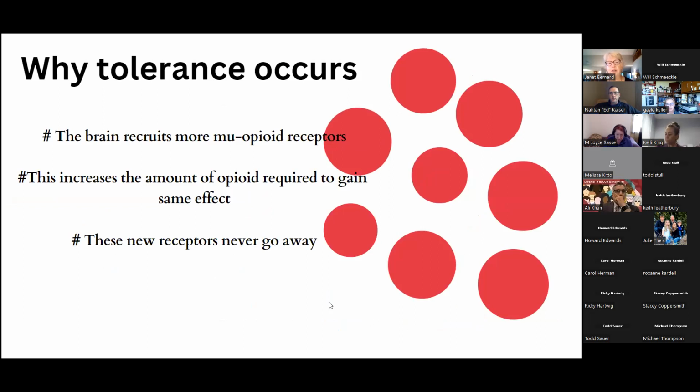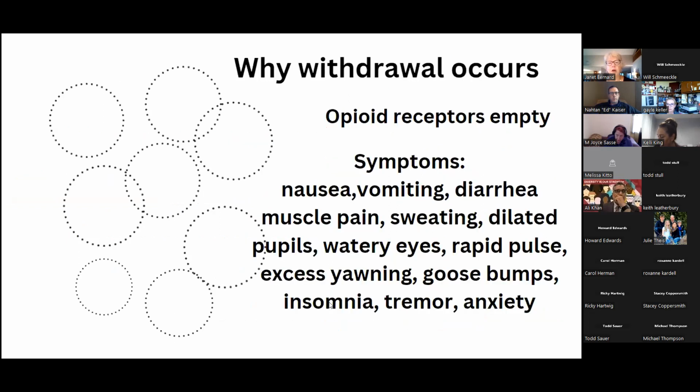Tolerance occurs because over time, the brain recruits more mu-opioid receptors, which increases the amount of opioid required to gain the same effect. And the heartbreak of opiate addiction is that those new receptors don't ever go away. So you end up with this brain loaded with receptors that are crying out for their drug. Withdrawal occurs because the receptors are empty. We all know the symptoms: nausea, vomiting, diarrhea.